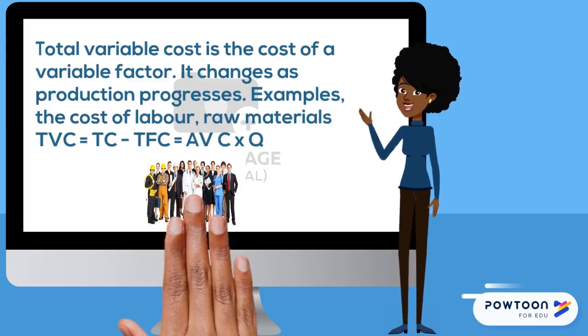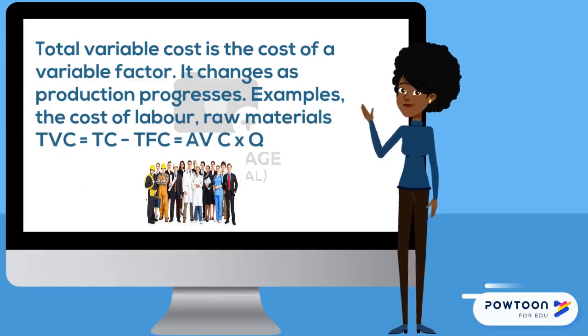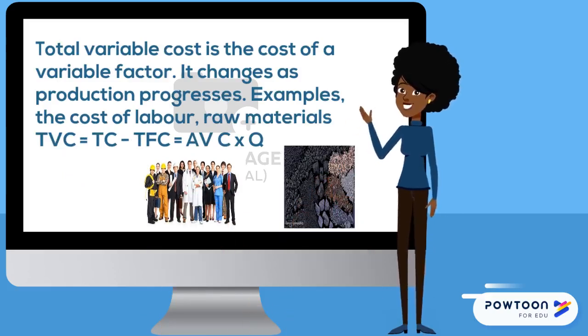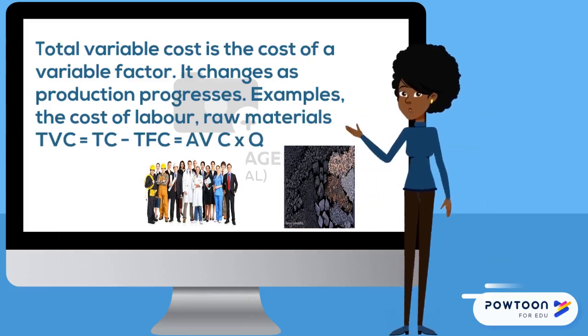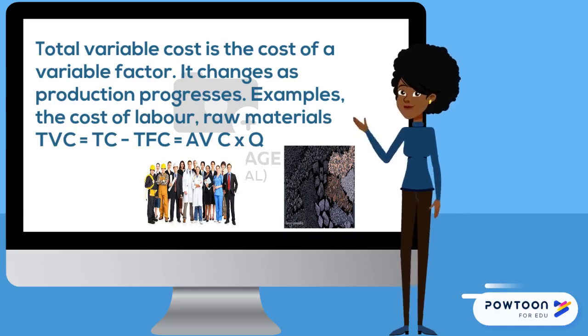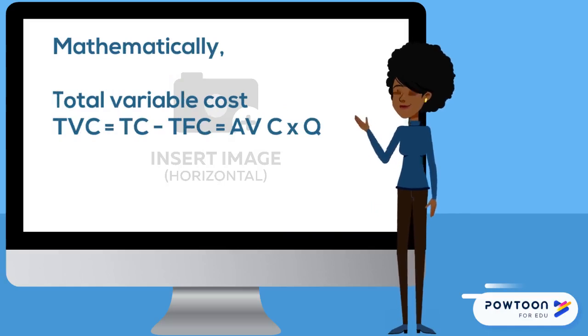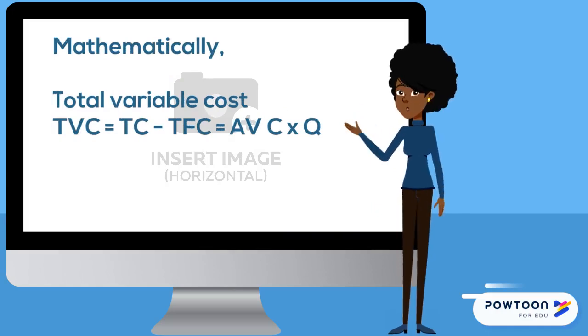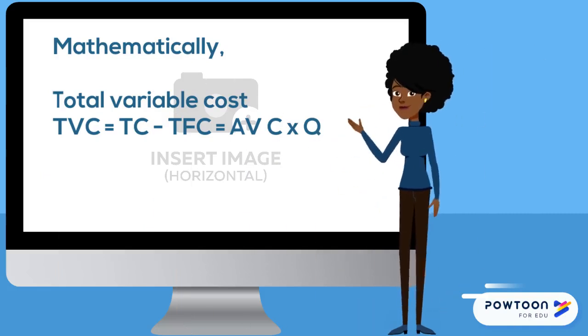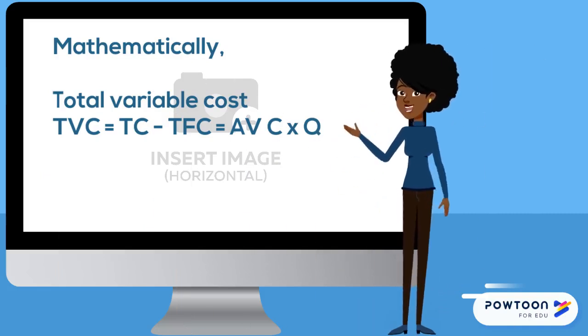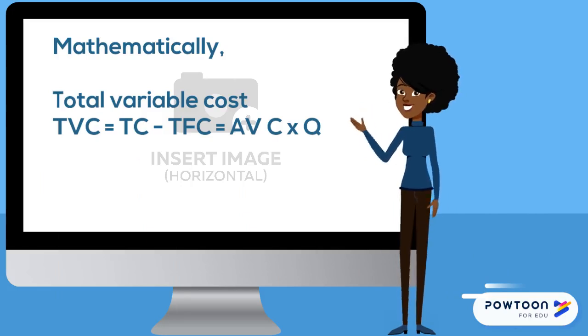Total variable cost is the cost of a variable factor. It changes as production progresses. Examples: the cost of labor, raw materials. Mathematically, total variable cost equals total cost minus total fixed cost, or total variable cost equals average variable cost multiplied by quantity.